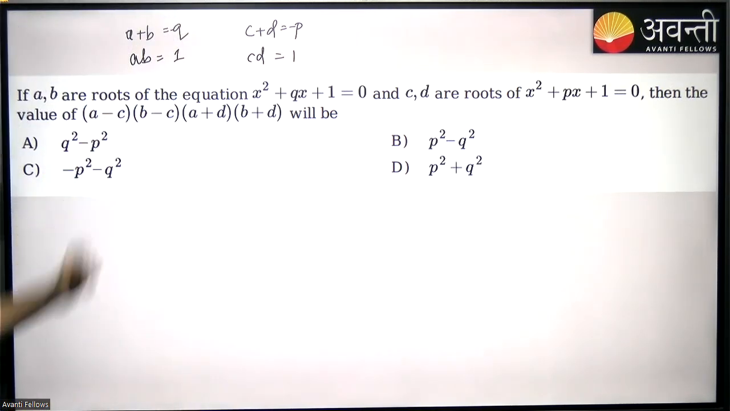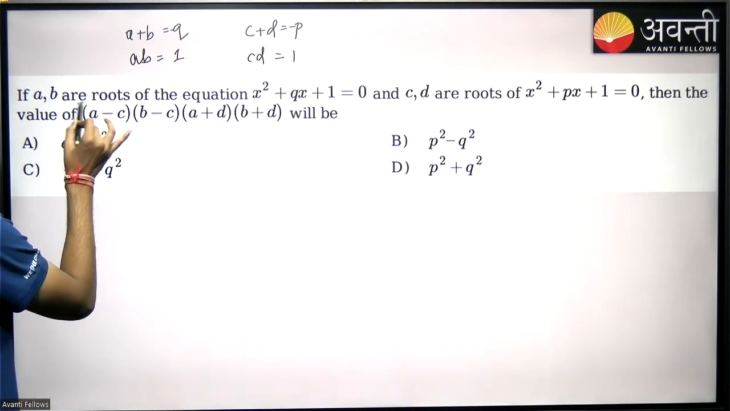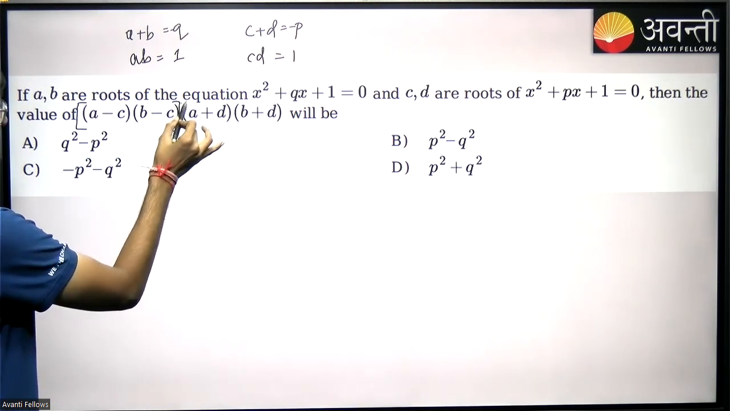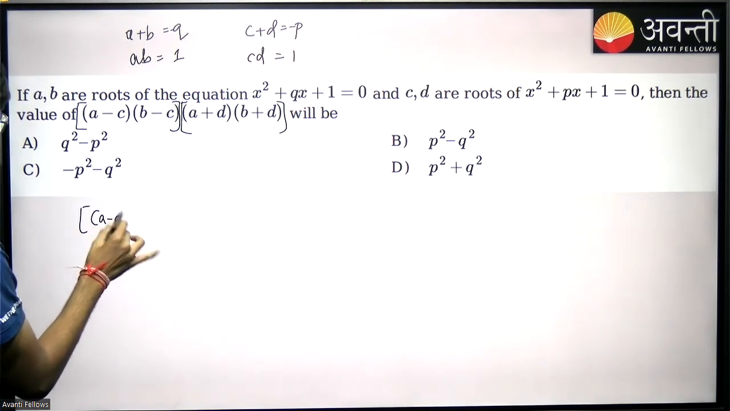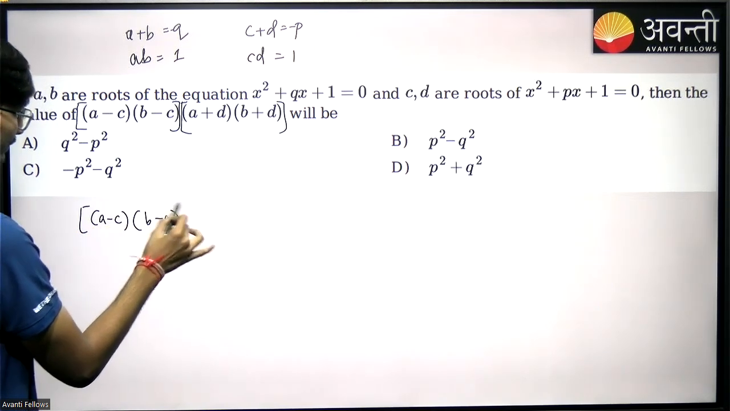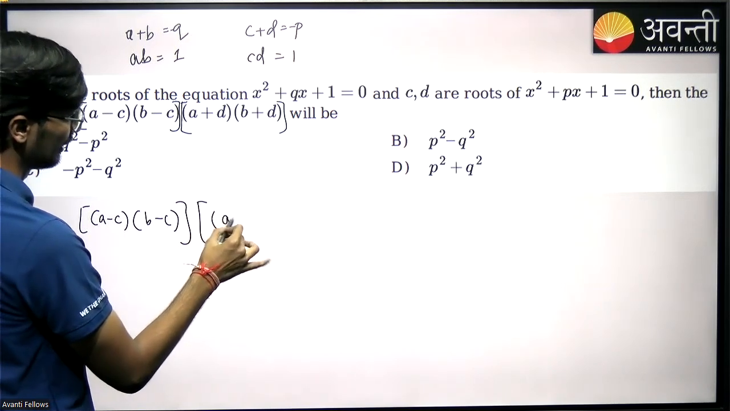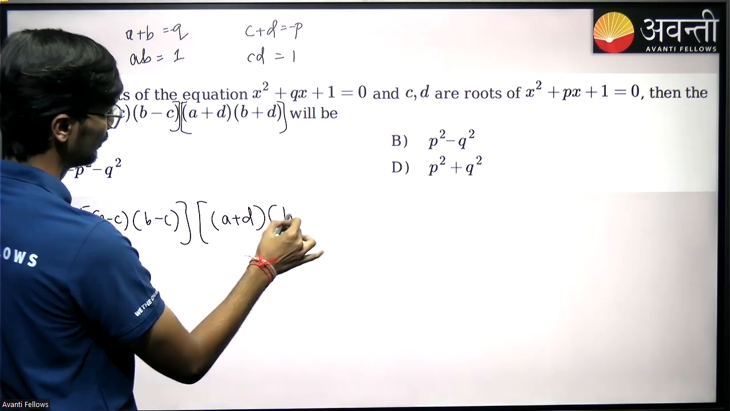We are asked to find this. So let us bracket this out. They are asking us to find (a minus c) into (b minus c) into (a plus d) into (b plus d).